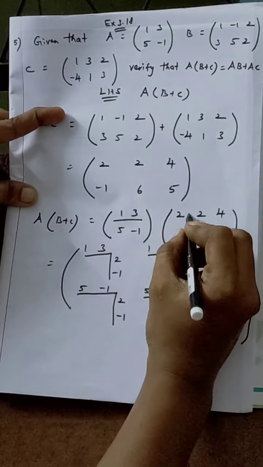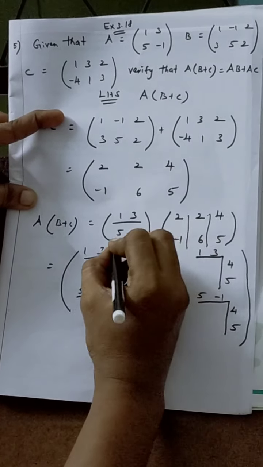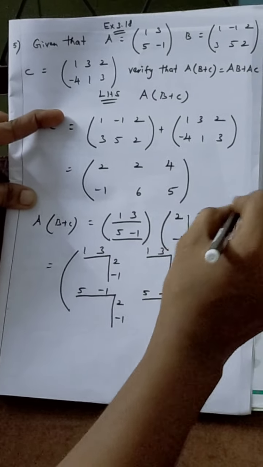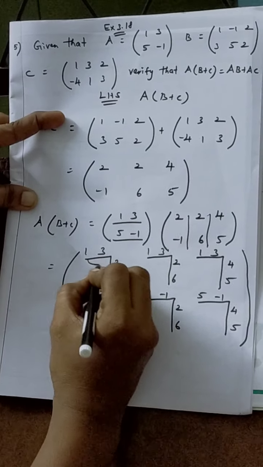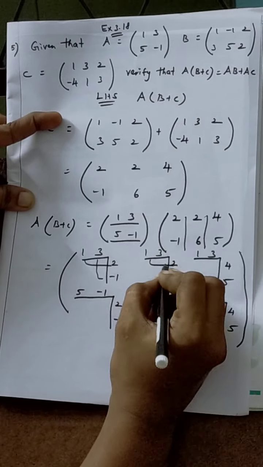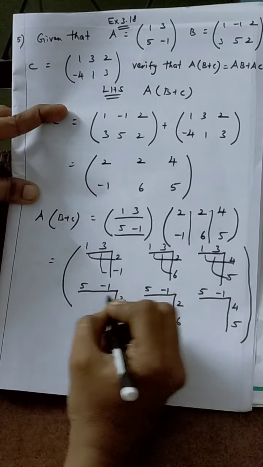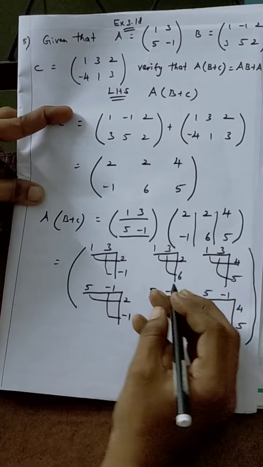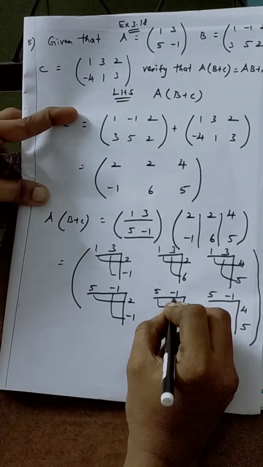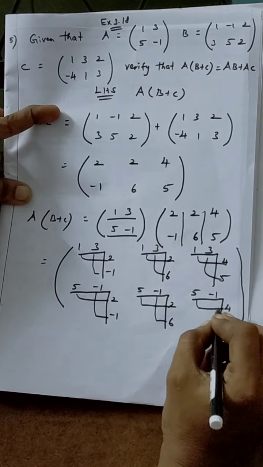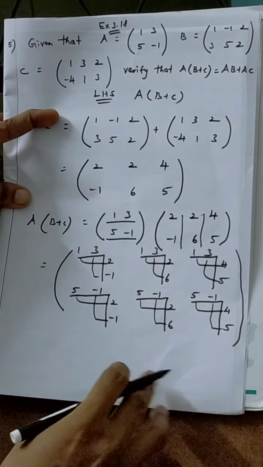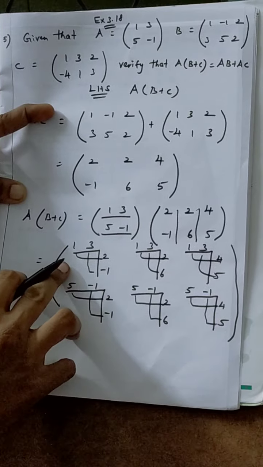So first row: first column, second column, third column. Then second row: first column, second column, and then third column. Okay, this we directly multiply term by term. First row, first column, first element, then second element. First this side, first element, second one, and then second elements. Okay, then first multiply the terms.